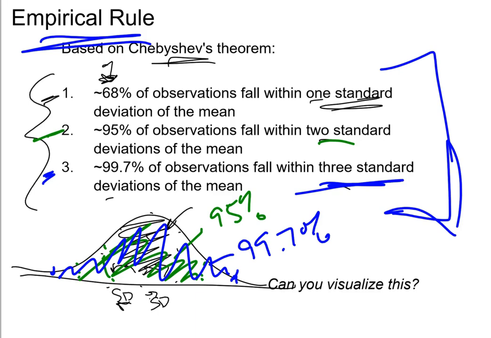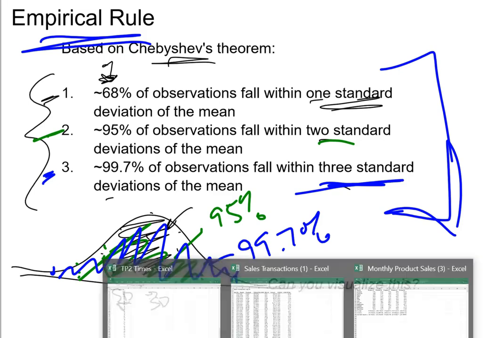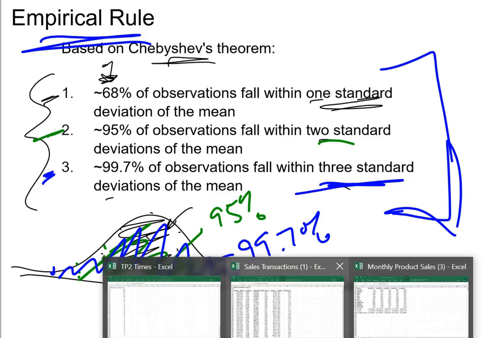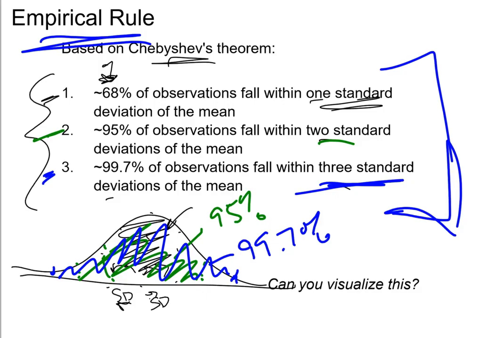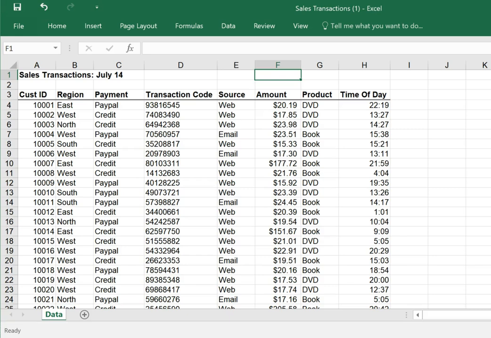We have a very small sample, so let's pull up a different data set. Let's pull up the sales transaction data and talk about that for a second. Okay, so I have this sales data. I want to look at column F, that is the amount. So these are dollar amounts.